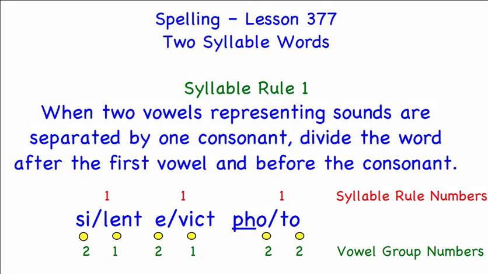We are in lesson 377. I am going to dictate two-syllable words to you, and we're going to utilize the two-syllable rules that have been introduced. Syllable rule 1 says that when two vowel sounds are in a word and they're separated by one consonant, you divide the word after the first vowel and before the consonant.